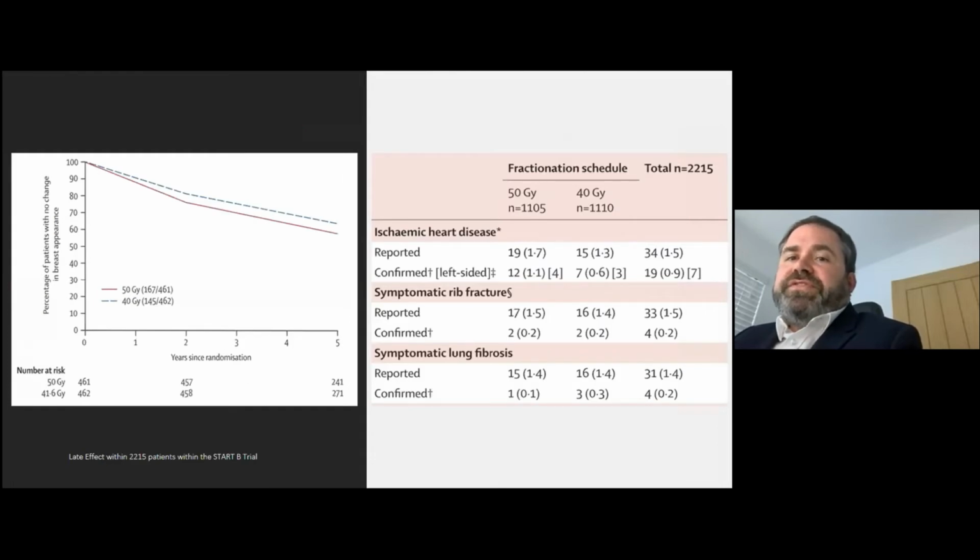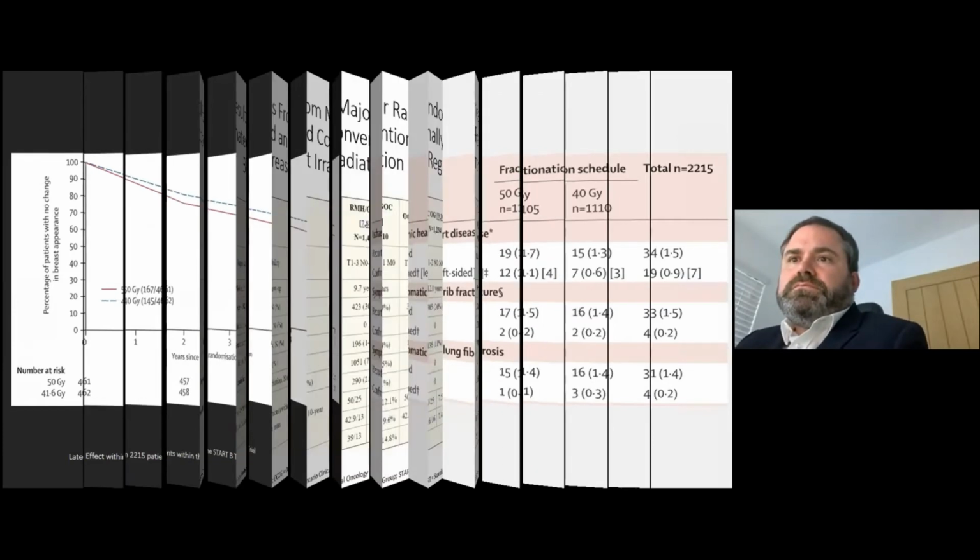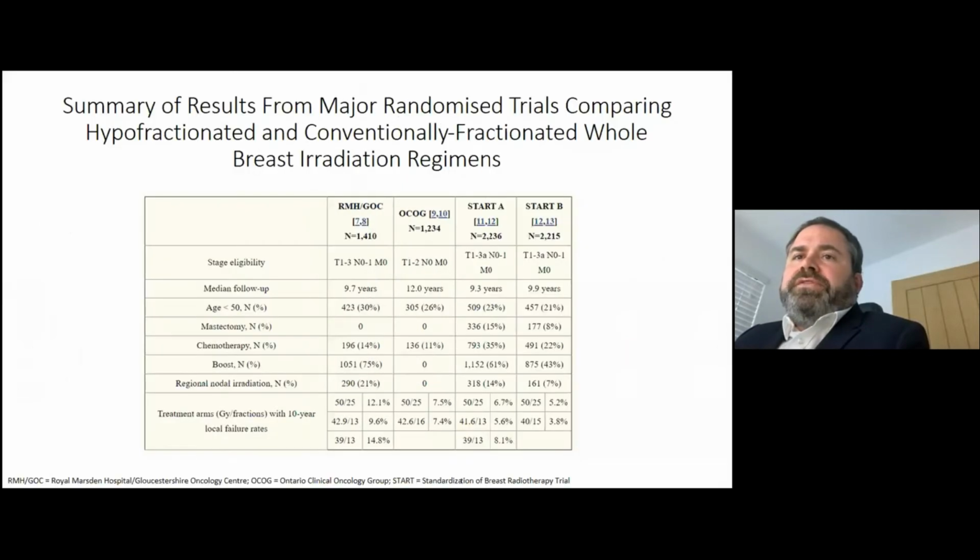And in regards to ischemic heart disease, again, you can see that the fractionation schedules between the two didn't really seem to see a significant detriment in the hypofractionated regimen. Next slide. So if we look at the summary from these studies, essentially you can see that the randomized studies have validated the idea of using fractionated regimens of sort of 3 weeks of therapy versus the historic standard of care of 5 weeks. Next slide.